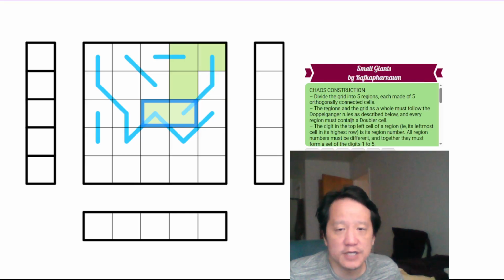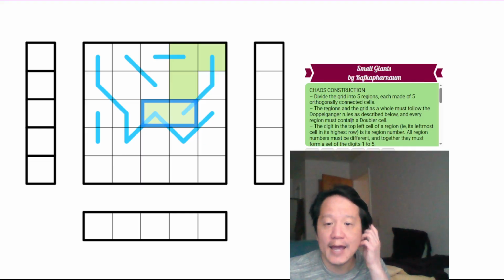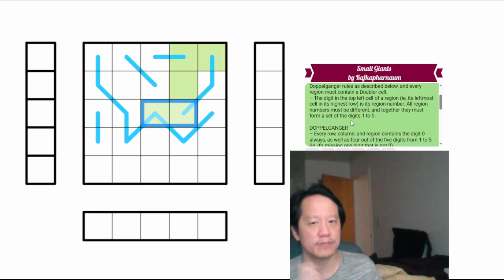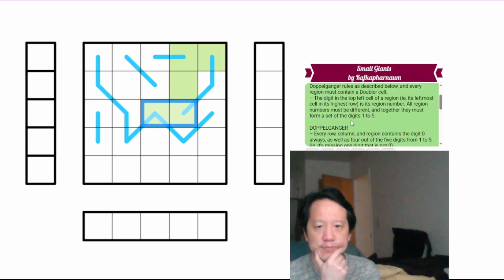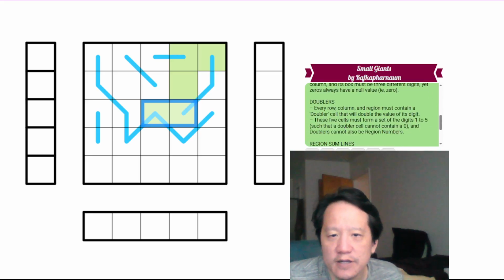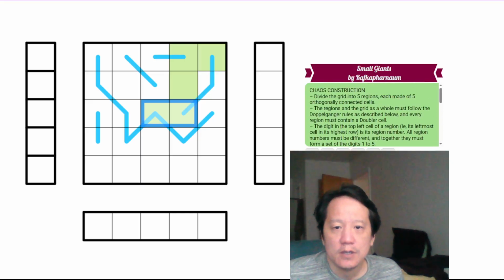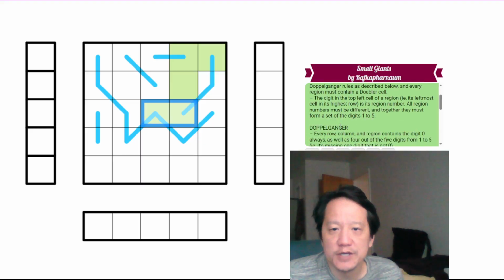The regions and the grid as a whole must follow the doppelganger rules as described below. And every region must contain a doubler cell. Okay, so he does explain doppelgangers. We'll explain that later.